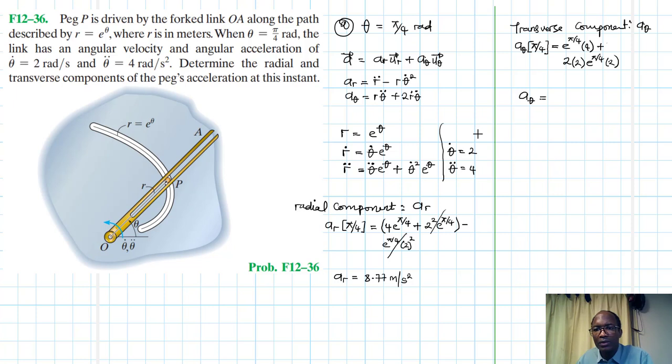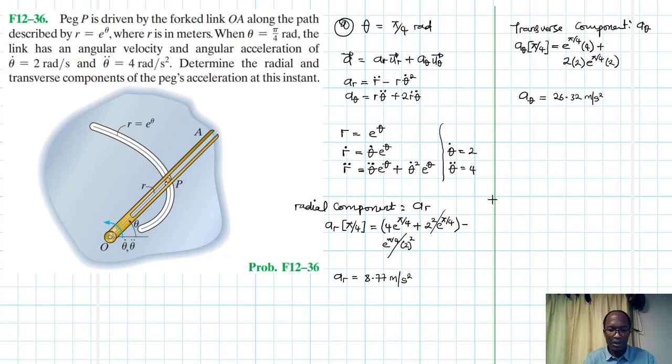So we have 4 e to the power pi over 4 plus 2 by 2 by 2, that's 8 e to the power pi over 4. So this becomes 26.32 meters per second squared.